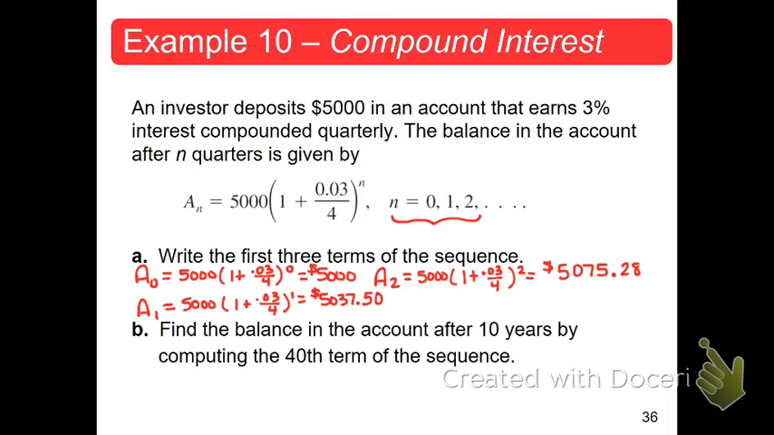All right, so we're looking for the 40th term. So we're looking for A sub 40. Yeah. All right, so we're going to plug in our 40. So what do you think it's going to do? Is it going to make a big difference? Yes. Maybe. 6,741.74. Yeah, a little bit.